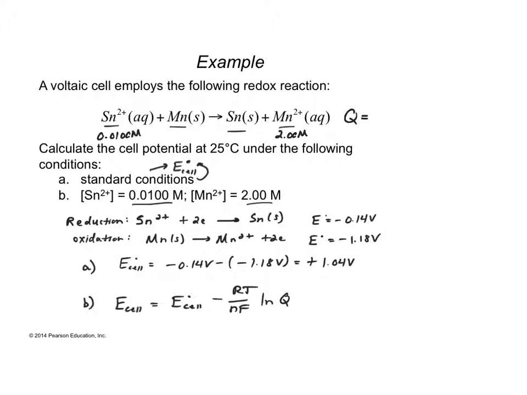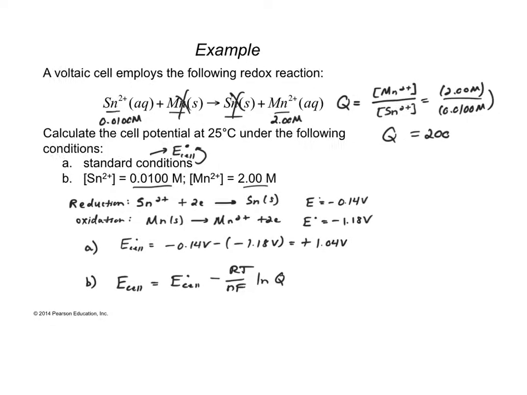What would Q be? Do I include the Sn? No, right? Because it's a solid, so we ignore this. So right now it's only the concentration of Mn raised to the 1, because it's got a 1 in front of it, over the concentration of Sn raised to the 1. Again, we ignore the solid, because solids don't get included in the equilibrium constant expression. So we've got 2 molar divided by 0.01 molar. That gives me a Q. What is it? 200. Q is equal to 200.